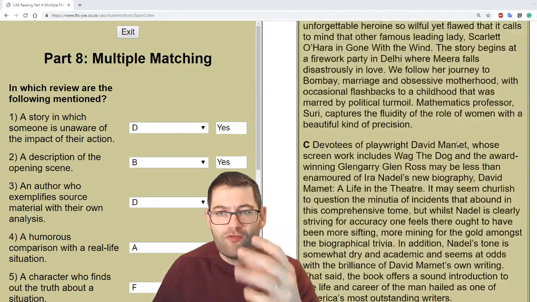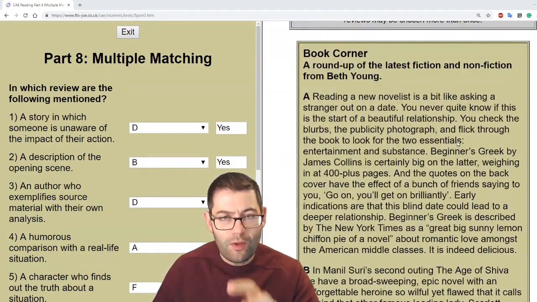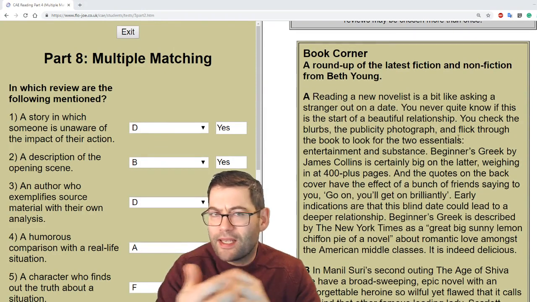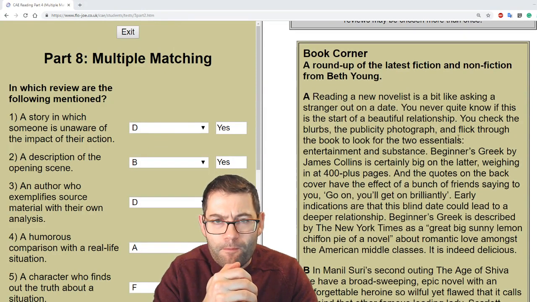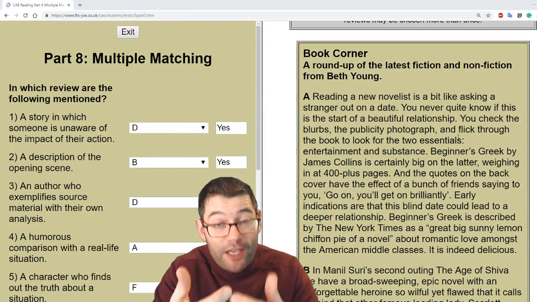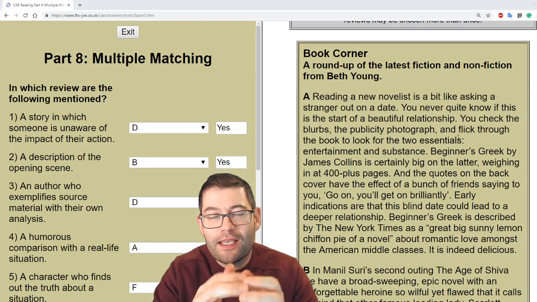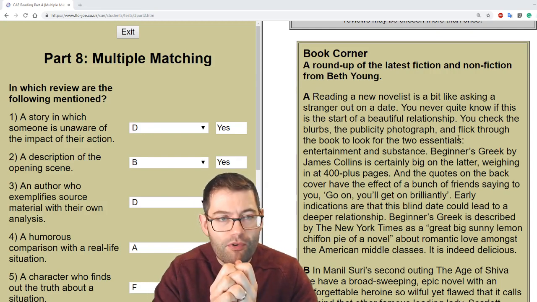So as you read through those texts quickly, you should be pulling out details. What is the general idea of each text? And of course, this becomes easier with practice. So when you've got those ideas in your head, then go and approach the questions.